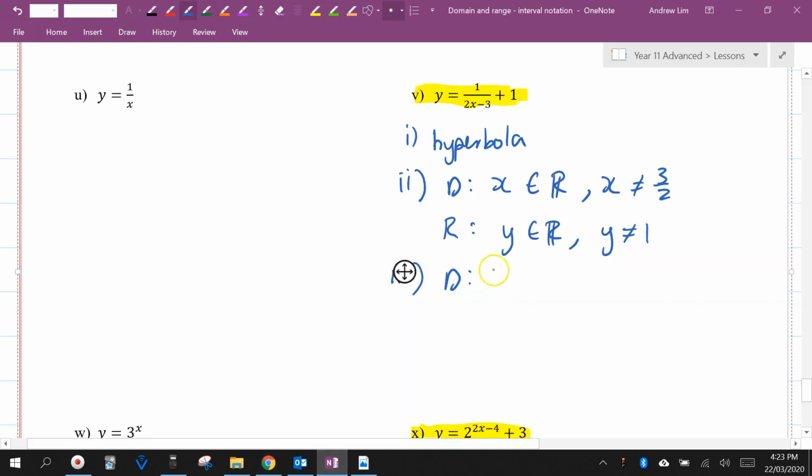So the domain is from negative infinity all the way to 3/2, but we don't include 3/2 because there's an asymptote there, so we use a curved bracket. Or from 3/2, because we use a curved bracket because it doesn't include 3/2, it goes all the way to infinity.